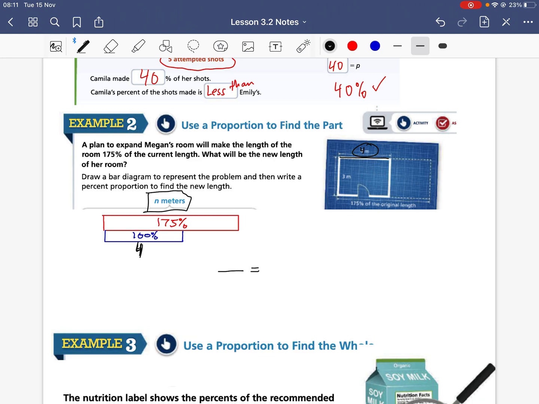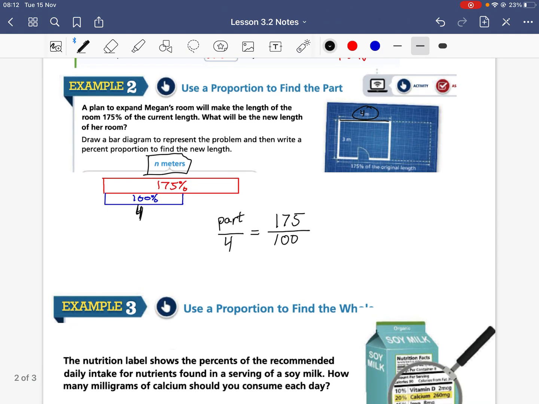So we can set this up as 175 out of 100. This is the gimme, right? It tells us the percent is always out of 100. The whole is 4, and we're trying to find the part. And we can see that 4 meters represents 100%. X meters, or the part meters, is 175%.